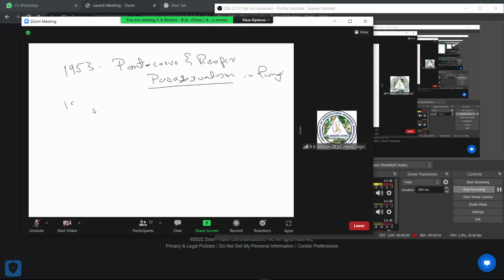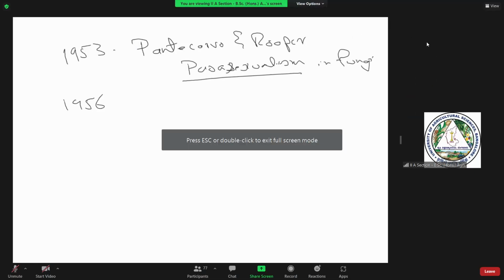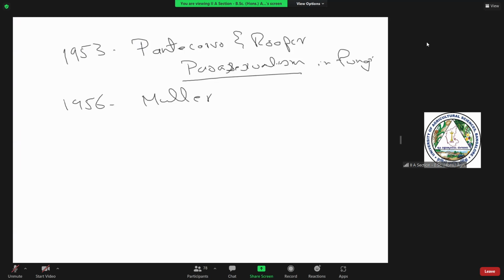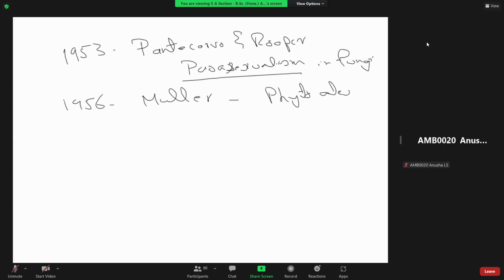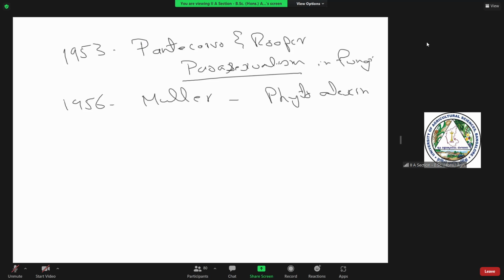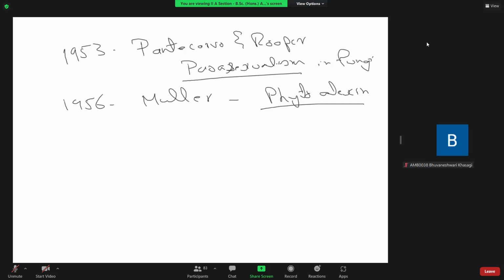In 1956, it was Muller who coined a term called phytoalexin. A phytoalexin is basically a kind of chemical which is a post-infectional chemical in the plant. That is, upon infection, the plant produces a chemical that is called a phytoalexin, which is basically involved in the defense mechanism.